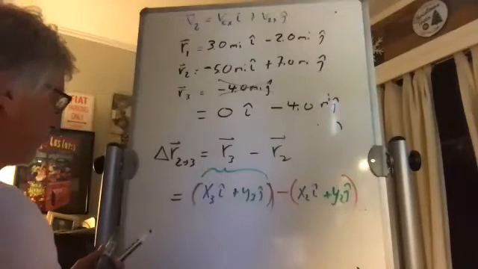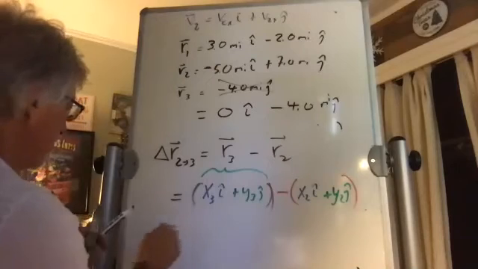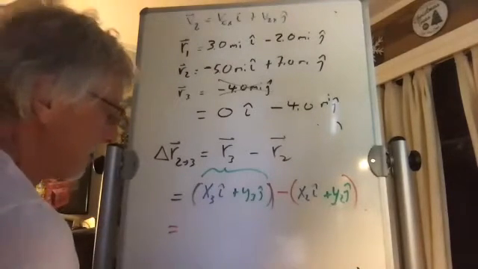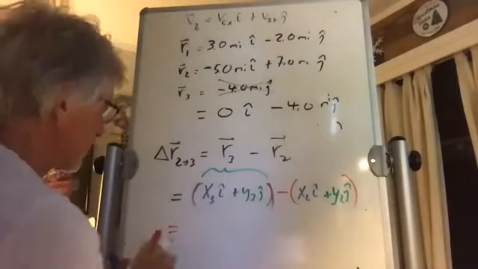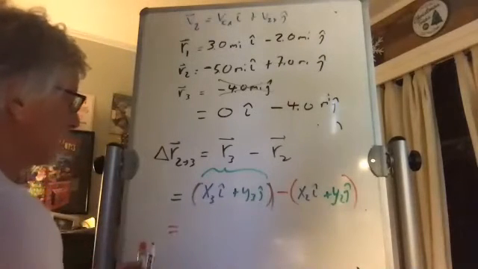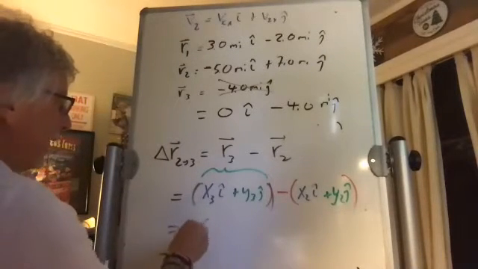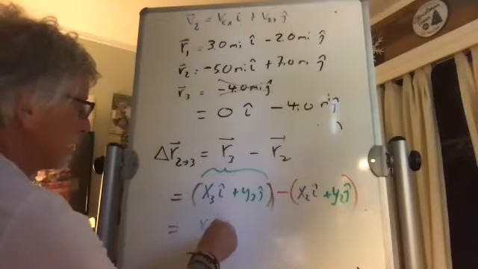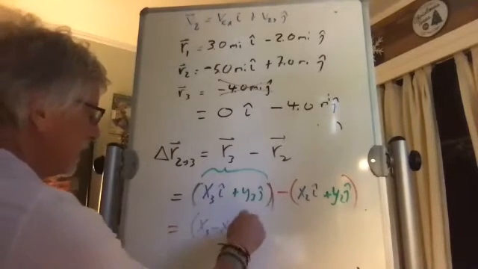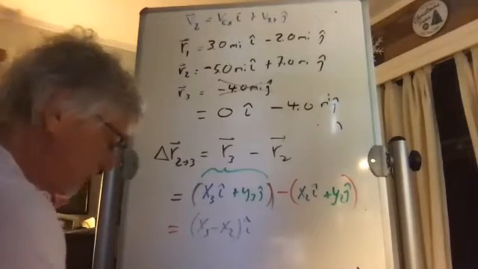Okay, anyway. You can still do this. Equals. The parts in this X direction all get to be combined. So I can do X3 minus X2 in the X direction.